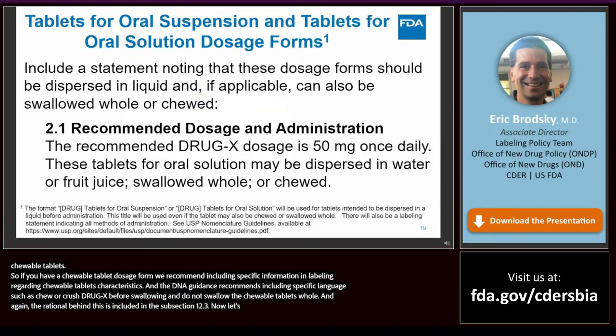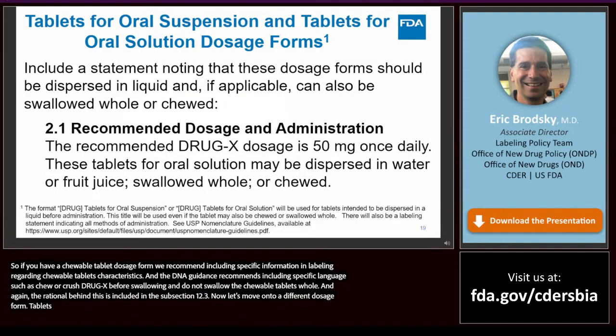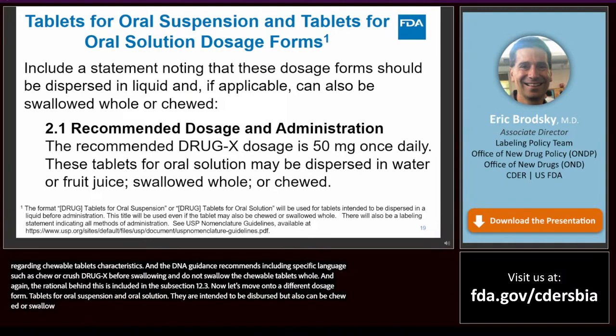Now let's move on to a different dosage form, tablets for oral suspension and tablets for oral solution. These are a little less common, and these are tablets where there's a little bit more flexibility. They are intended to be dispersed in liquid prior to administration, but they could also be chewed or swallowed whole. And so USP says that we should provide the methods of administration in labeling.